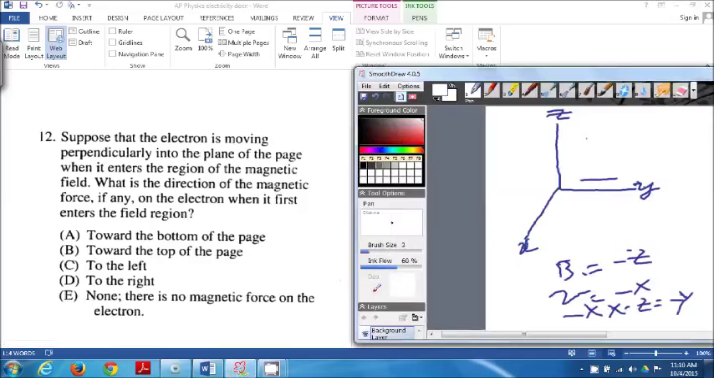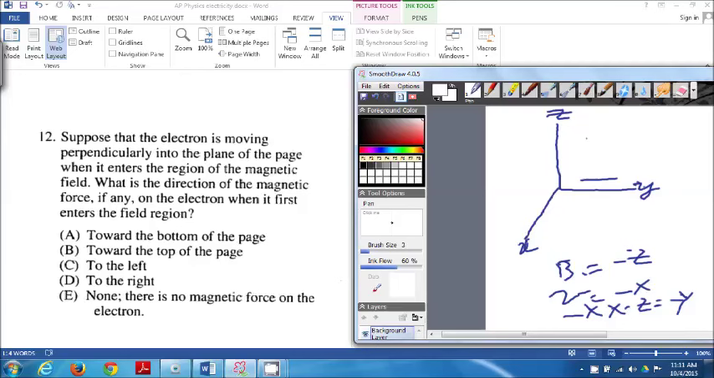Here the magnetic field is in the minus z direction, downwards, and the velocity of the electron is going in this direction, that is minus x. Here we have written the xyz coordinate system. So the electron is entering into the plane of the page, that is minus x. The magnetic field is down, that is minus z. So the force is v cross B, so that is minus x cross minus z. This gives us minus y, because x cross z is minus y.